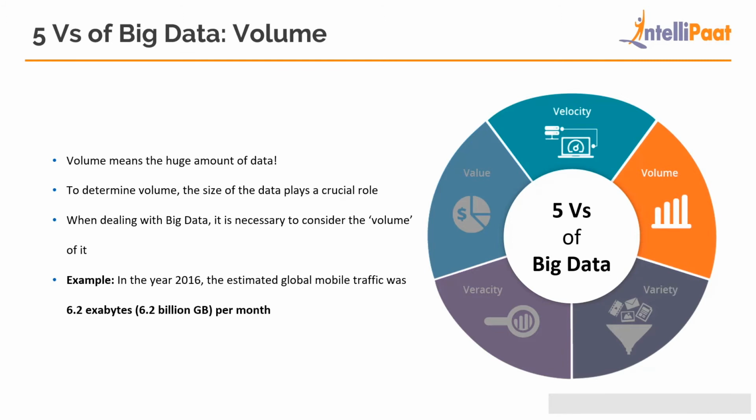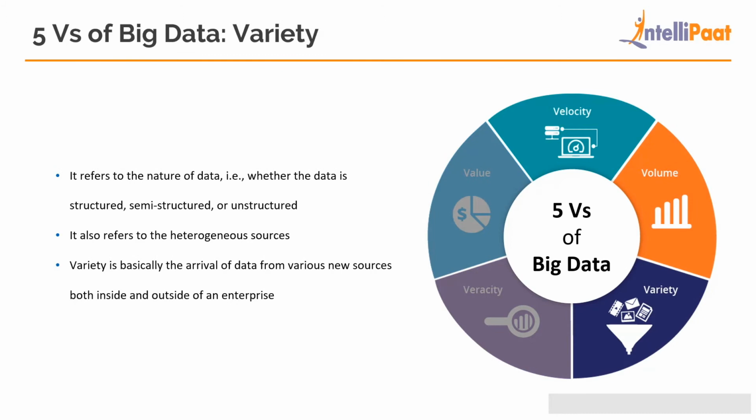So the total estimate per month itself is 6.2 billion gigabytes of data every single month. So now you can understand the amount of data coming into the internet every single day. Next is variety. So we already discussed this, the 3 types of data: structured, semi-structured, unstructured.